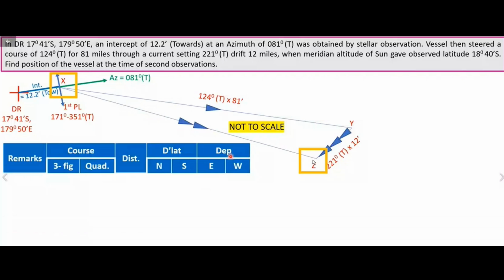Right beta, understood? Yes sir. Okay, so shall we move ahead? All doubts cleared?